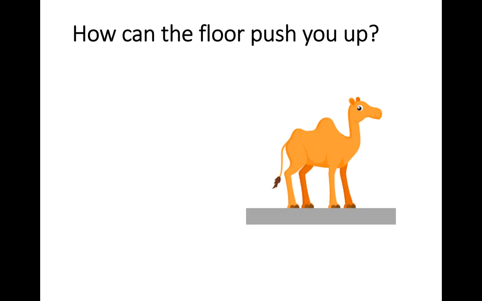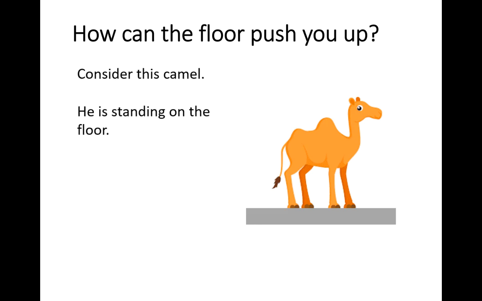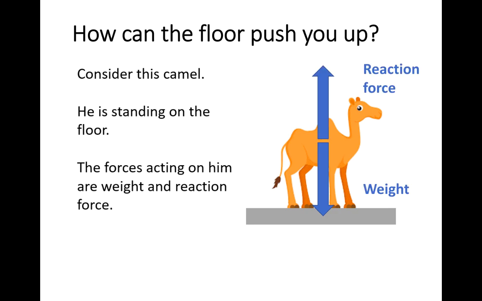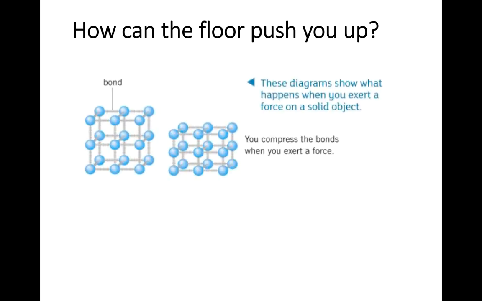So now we're going to talk about why the ball bounces. How can the floor push you up? So consider this camel. We can call him Bob. Bob is standing on the floor, and the forces acting on him are weight and reaction force. Now we know these forces are balanced because the camel is staying stood on the floor. He's not floating up and he is not falling through the floor. But what is reaction force? We haven't really looked at that yet.